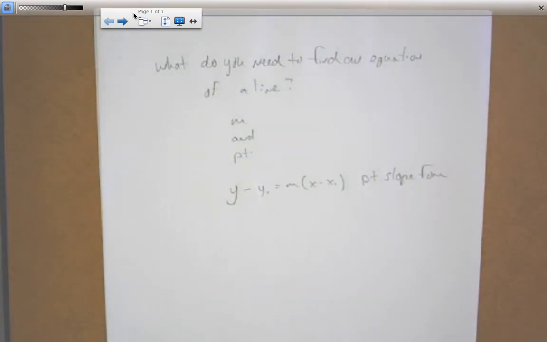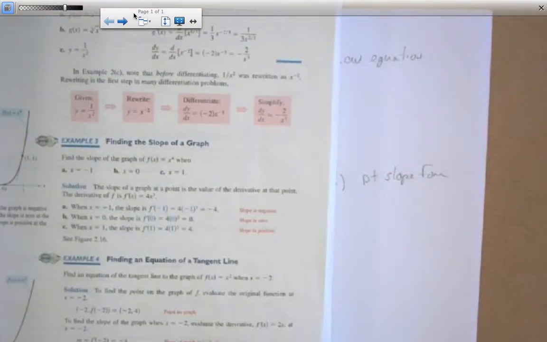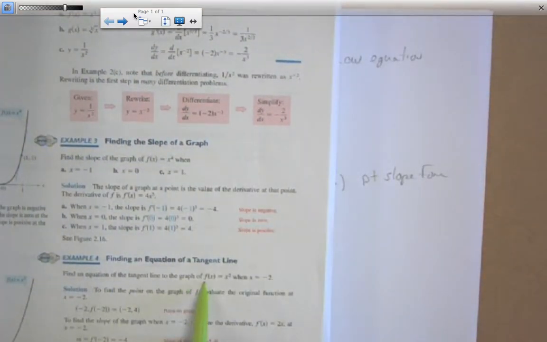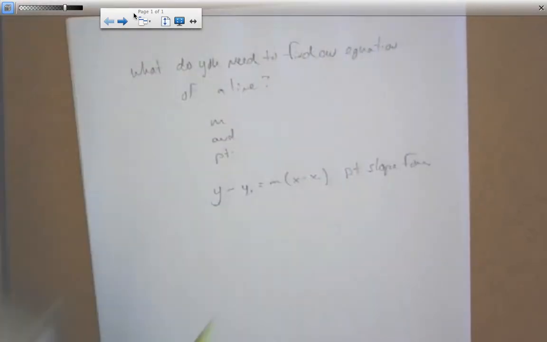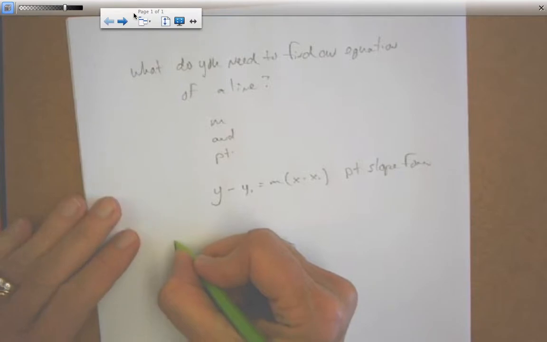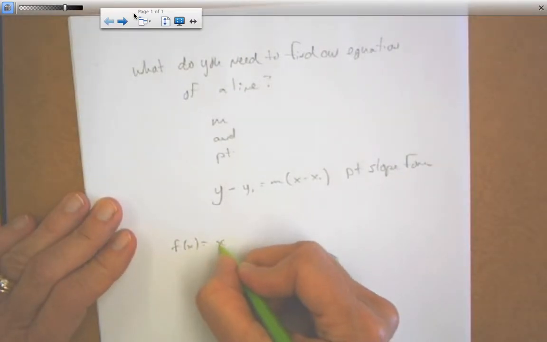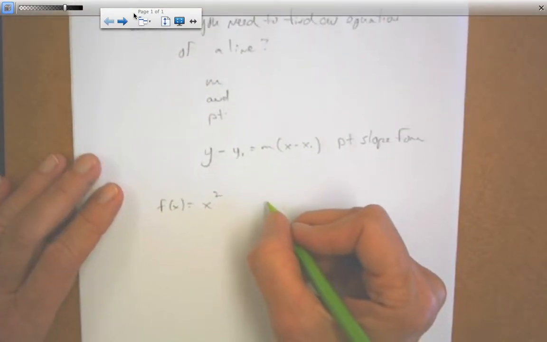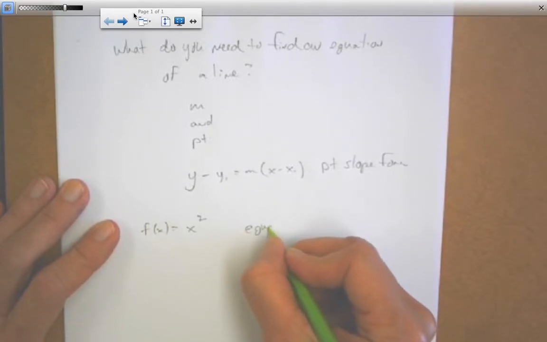The one in example 4 says find the equation of the tangent line to the graph of f of x equals x squared at x equals negative 2. All right, so I know that f of x equals x squared. I want the equation of the tangent line.